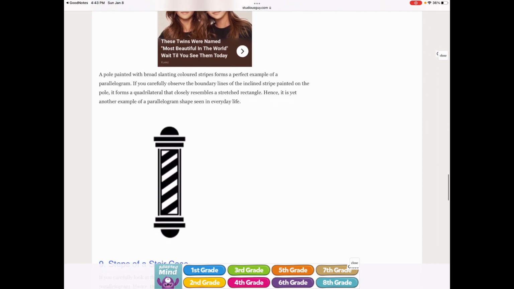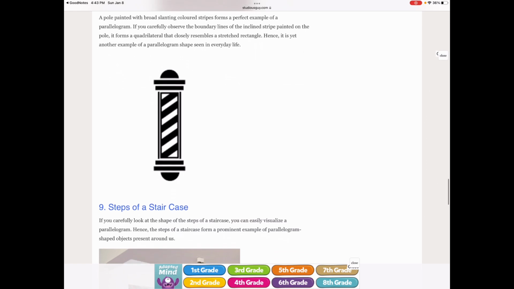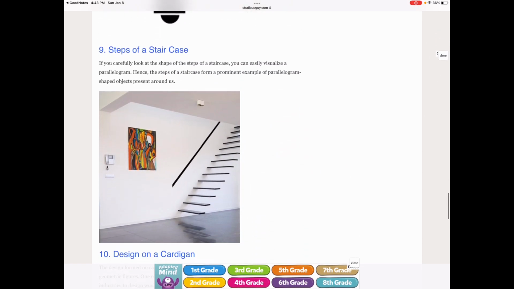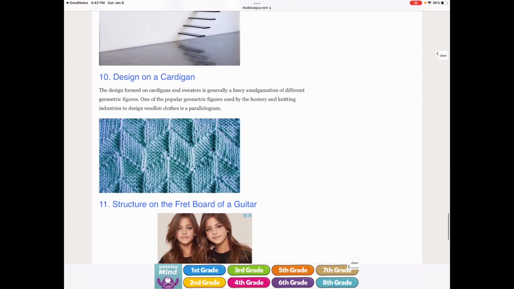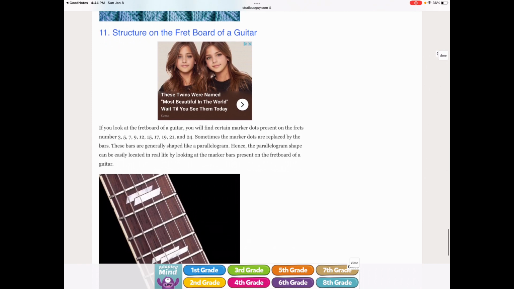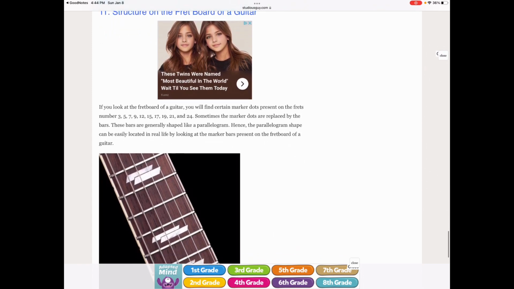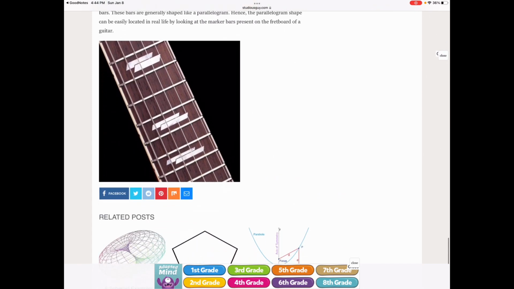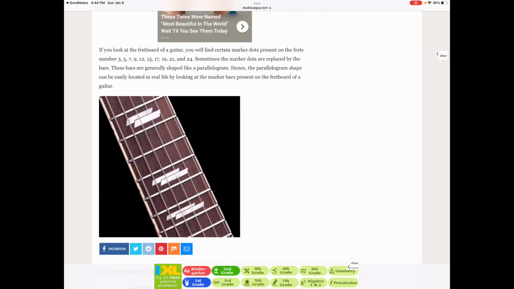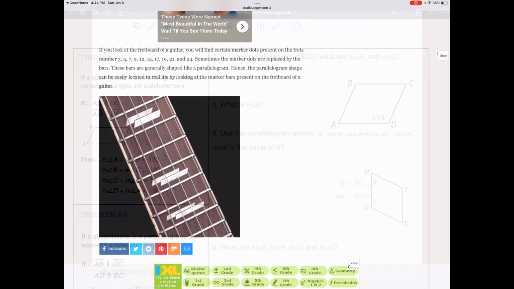A striped pole is painted with parallelograms. The steps of a staircase. The design on a cardigan. The structure on the fretboard of a guitar. And those are examples of where parallelograms are in real life, and knowing the properties of parallelograms can help you work with these ideas, these things that happen.